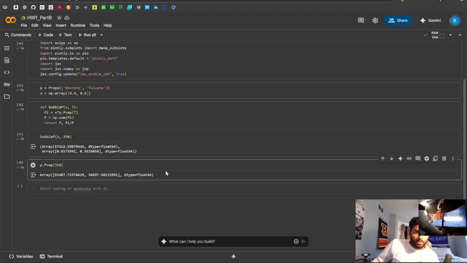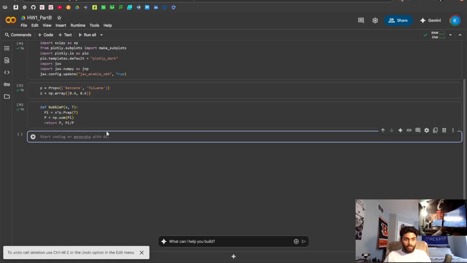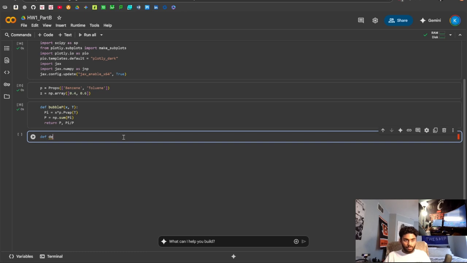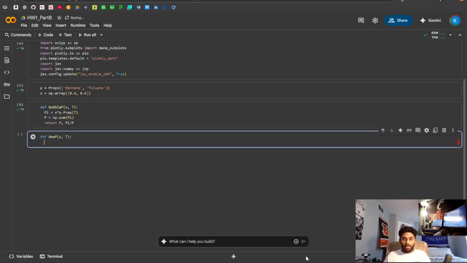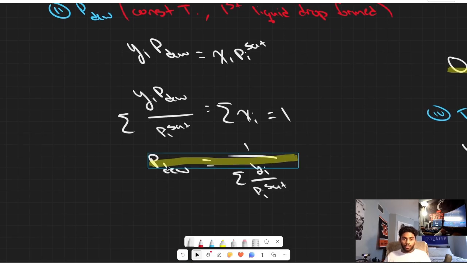So now let's do the dew pressure. We're going to define a new function, and this is going to be the dew pressure, dew P. This time we're going to have inputs of our vapor phase mole fractions, because remember, we have an entirely vapor system at some temperature. And if we go back to our whiteboard down here, our dew pressure is equal to the sum of y over the saturation pressure for the given component.